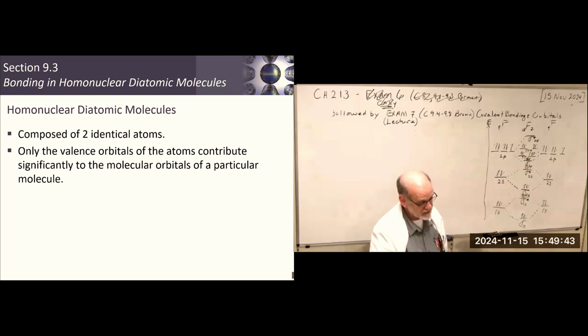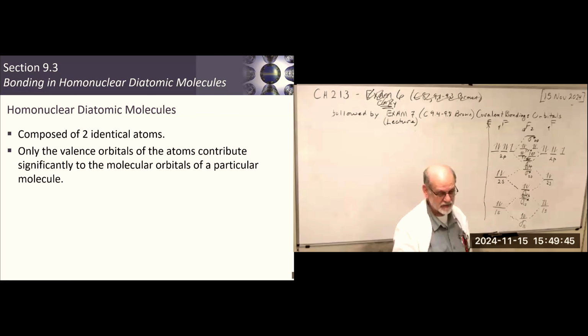So far we've only studied homonuclear diatomic molecules. That is, the same elements in a pair of atoms bonded together. Those are the easiest ones to explain.